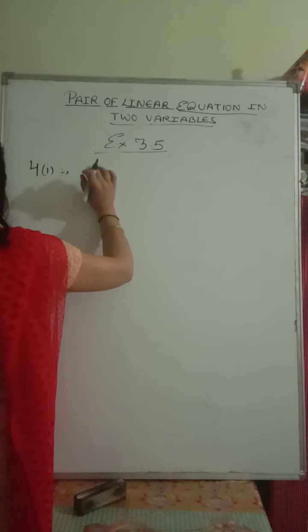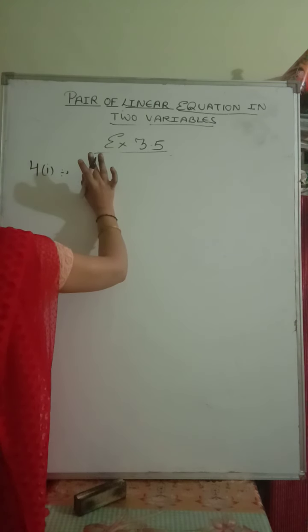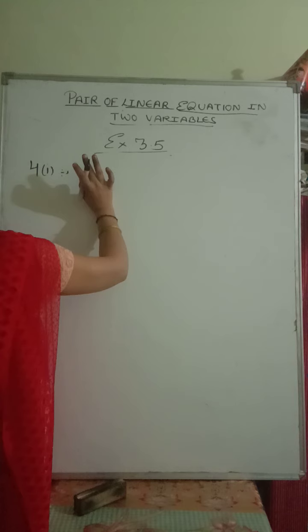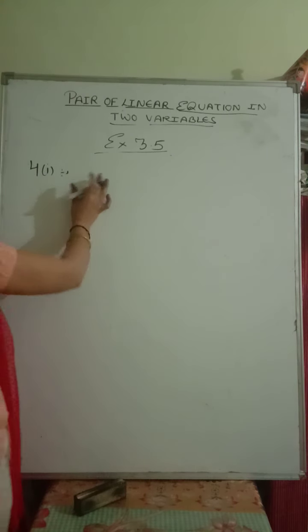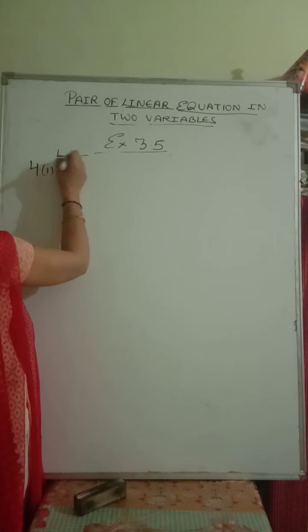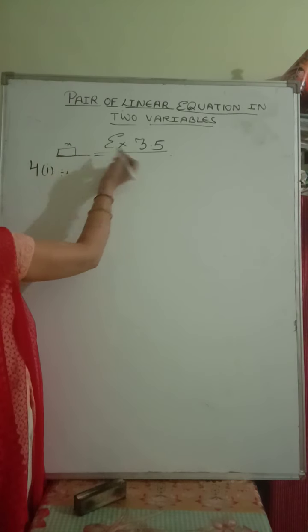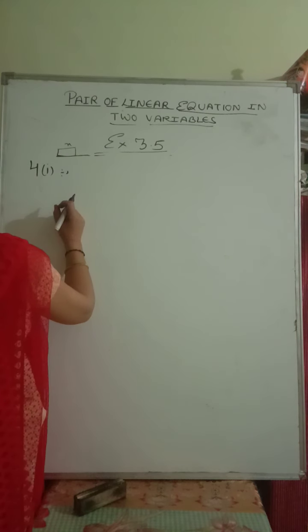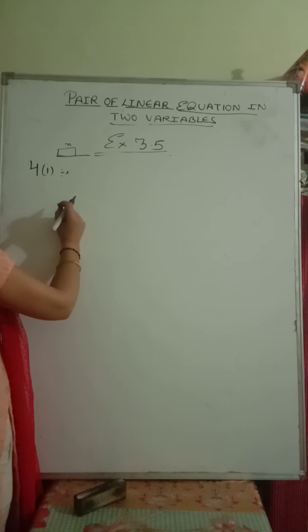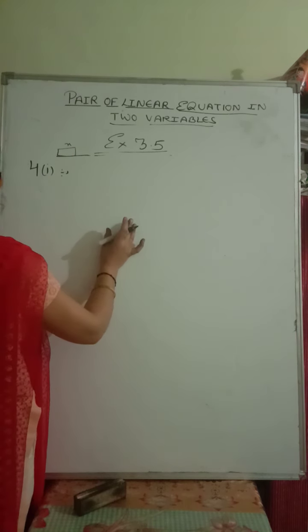A part of the monthly hostel charges is fixed and the remaining depends on the number of days one has taken food in the mess. So some hostel charges in the mess are fixed, like fixed charges x, and after that we have charges per day. When student A takes food for 20 days, he has to pay 1000 rupees, and B takes it for 26 days, he has to pay this much. Find the fixed charges and the cost of food per day.